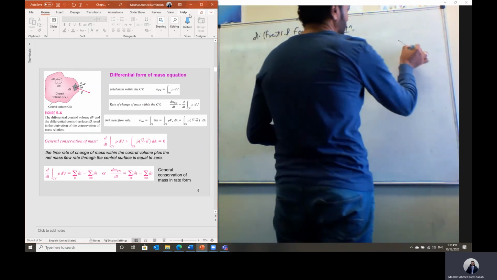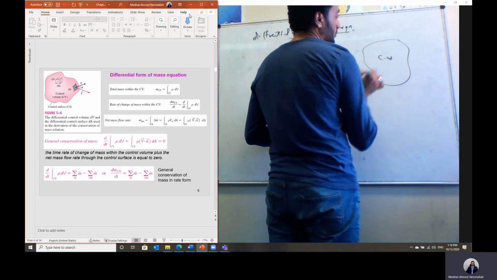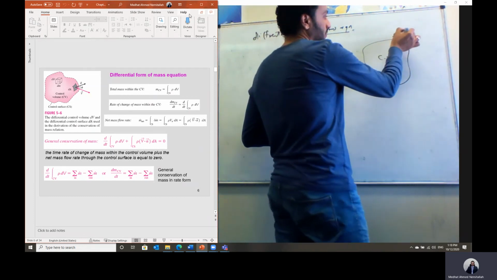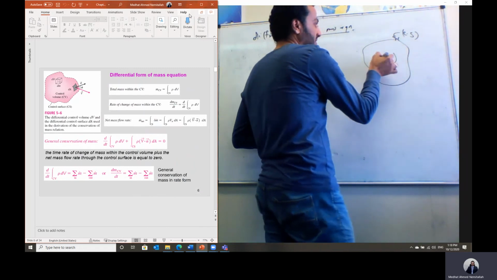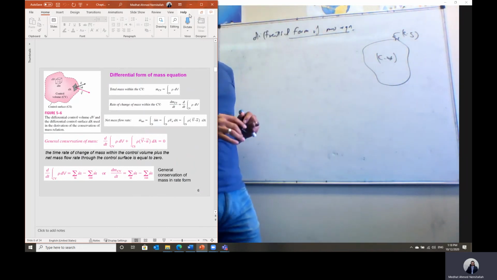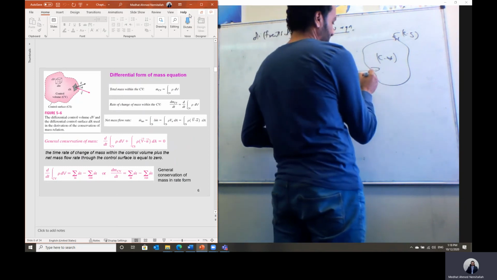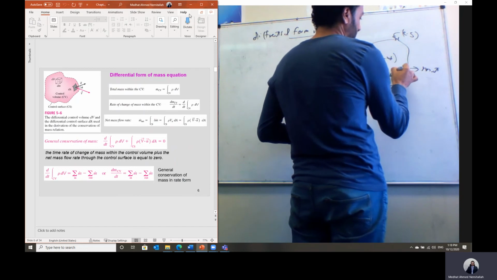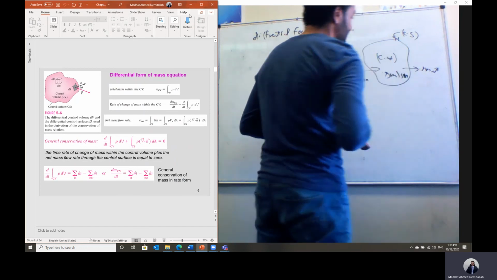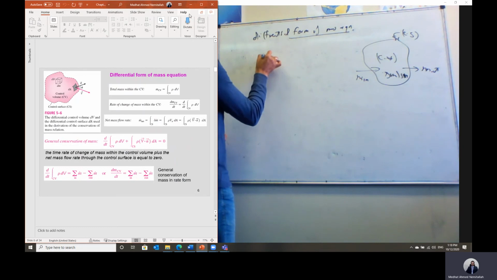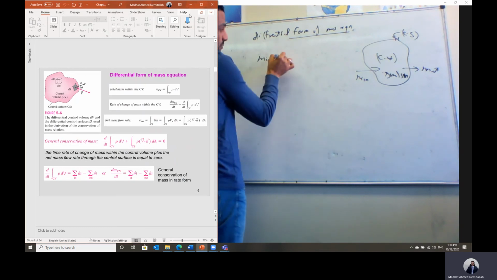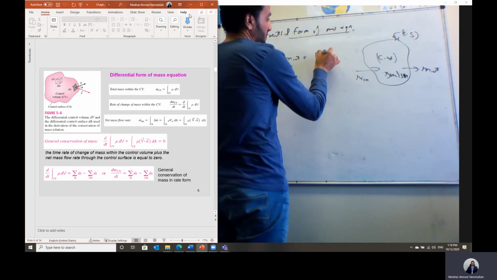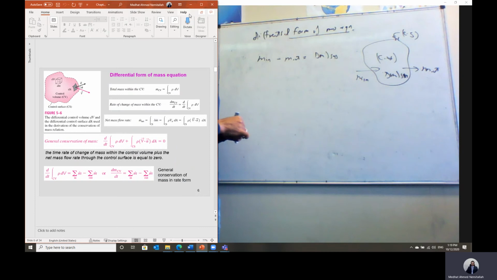But let's consider an open system. This is an open system. We call the area inside this system the control volume, and the surface of this control volume we call the control surface. So if we have mass input to this system, and mass out of this system, and part of the mass is stored within this system, then if we write the mass equation in the integral form, mass in minus mass out will equal what? Mass within the system, or within the control volume in this case.